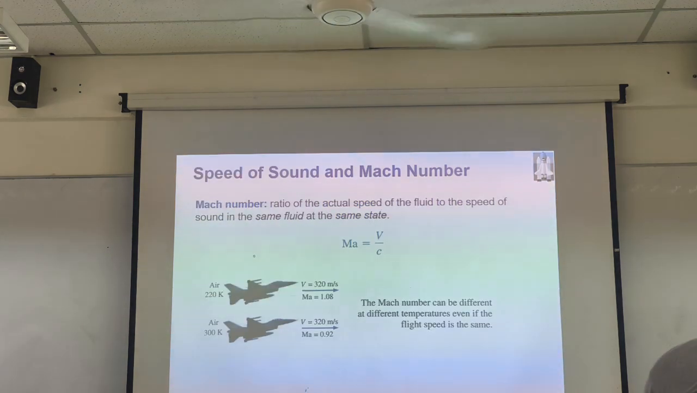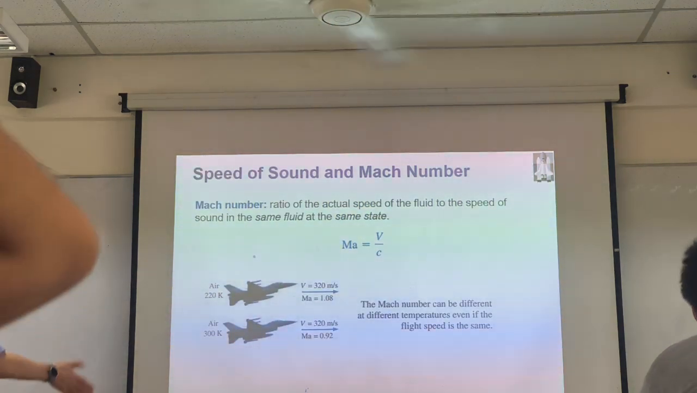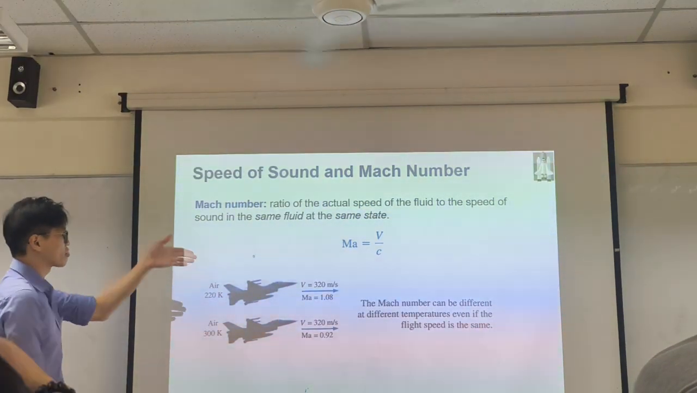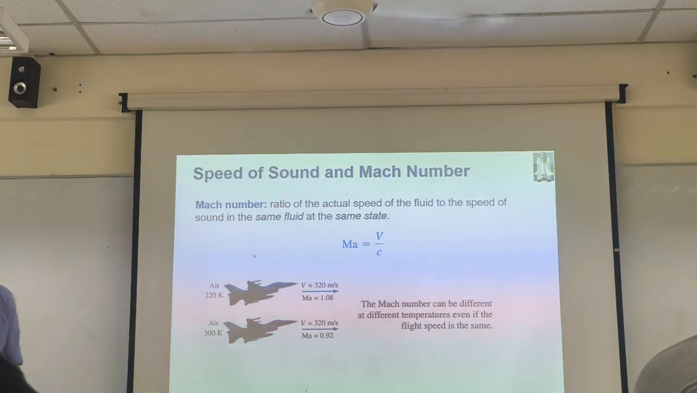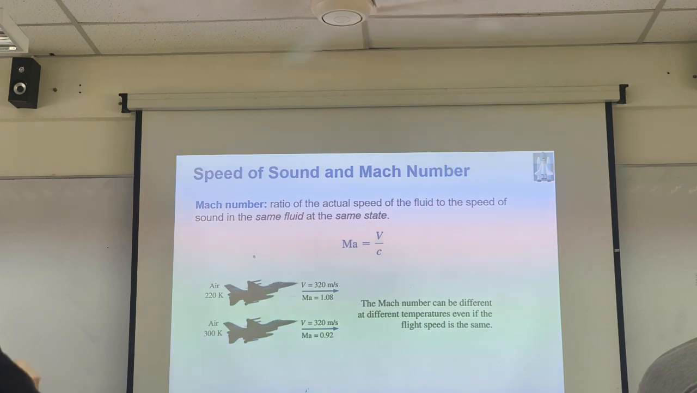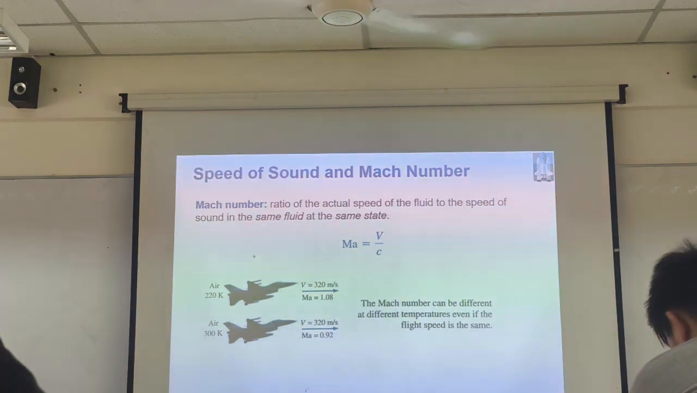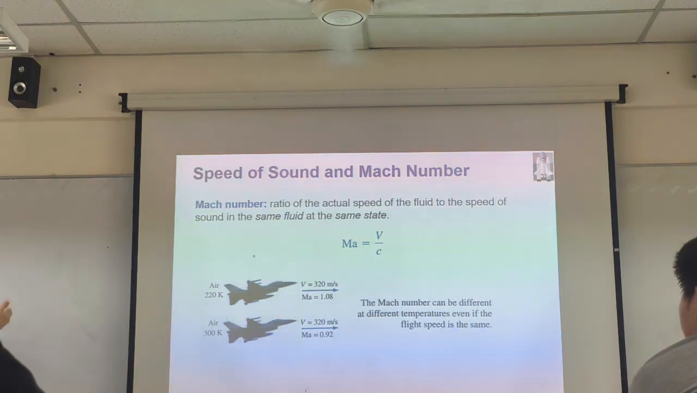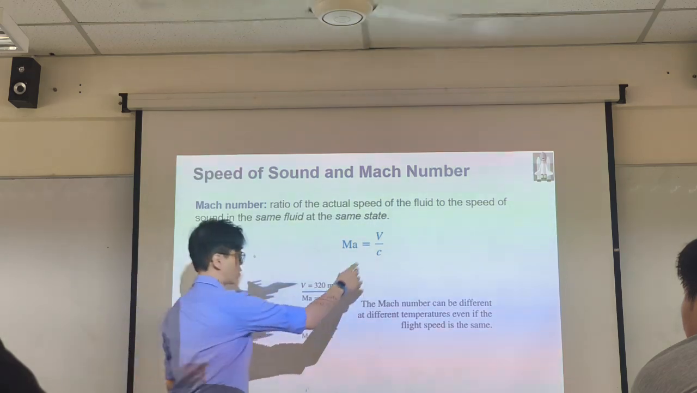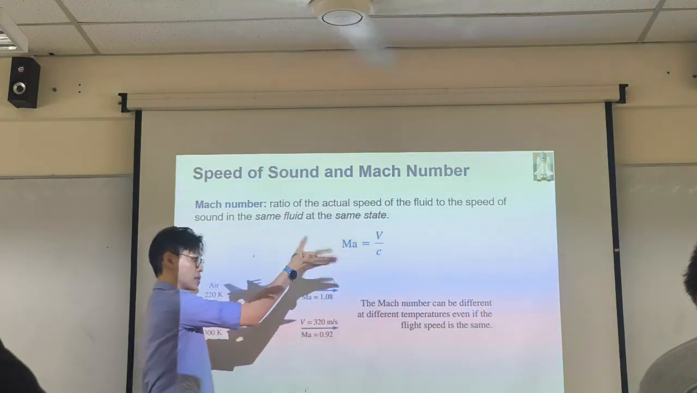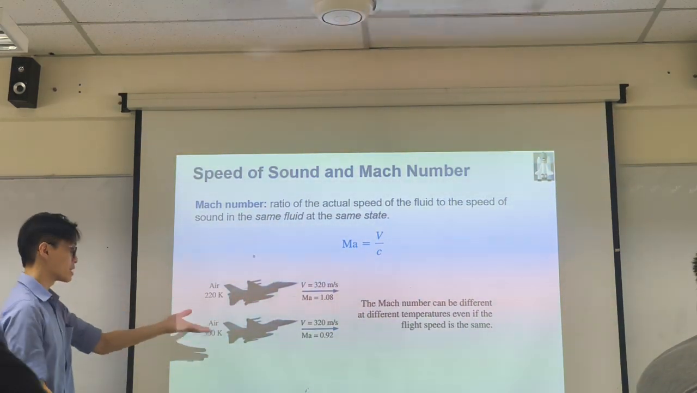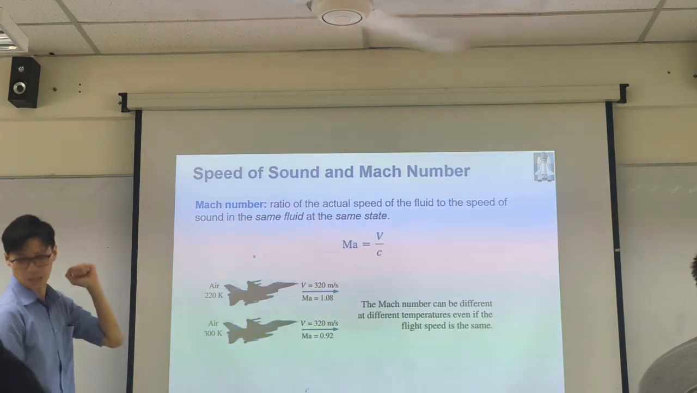And if we have speed of sound, then we have Mach number. So Mach number is the ratio of actual speed in the fluid to the speed of sound in the same fluid at the same state. So Mach number can be different at different temperatures, even if the flight speed is the same, for the same reason just now. Because if you replace this one with square root KRT, if temperature is different, then Mach number is different. So you can see here also.